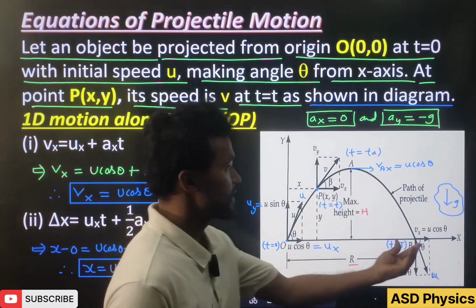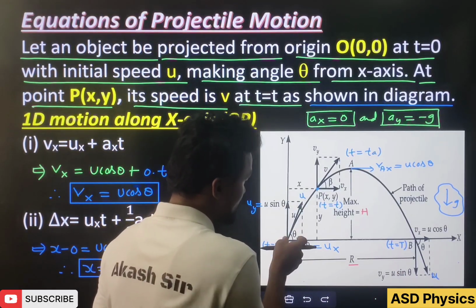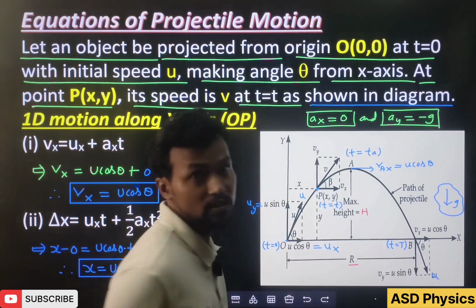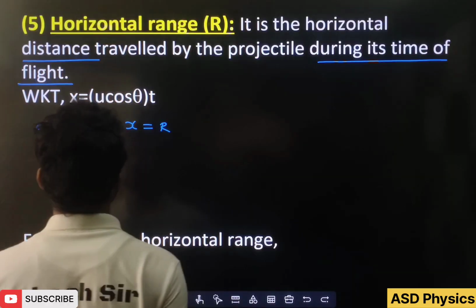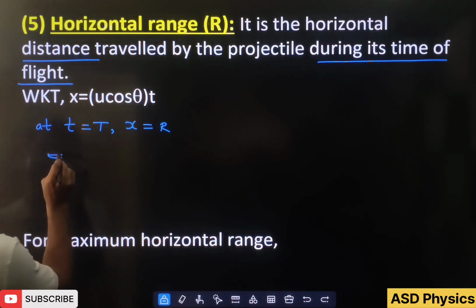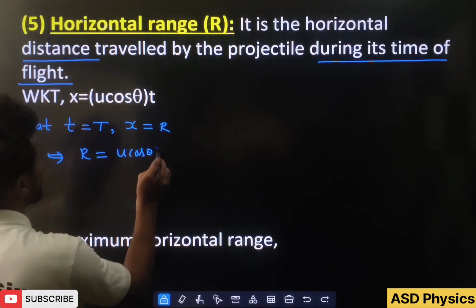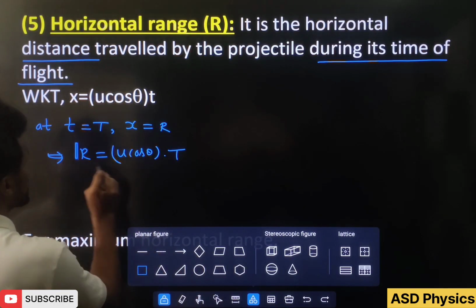When we are here, the time is t equal to capital T, and this is the x value. Now this x value will keep on increasing, and here this x will become capital R. This thing we have to remember. Hence we can write x becomes R equals u cos theta into t. This is also an important equation.